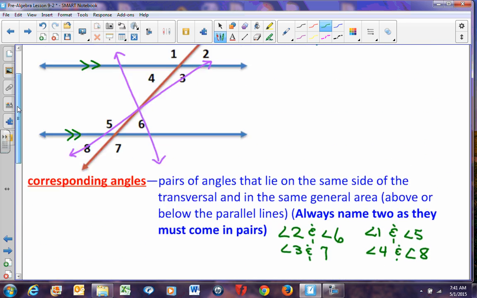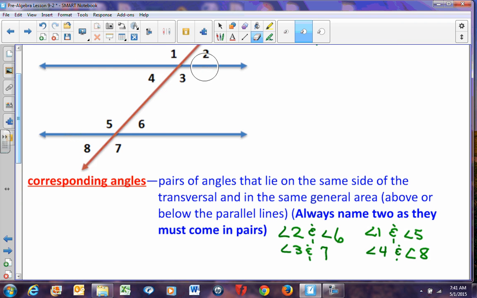What does that mean? That means simply this. I'm going to erase all this stuff I put on here. It means if angle 2 here is, let's say 60 degrees, that means its corresponding angle, angle 6, has to be 60 degrees. Which also means its alternate interior angle has to be 60 degrees. Since 4 and 6 are alternate interior angles, those would have to be 60 degrees. Okay. Alternate exterior angles have to be equal, 2 pairs with 8, so it would have to be 60 degrees.